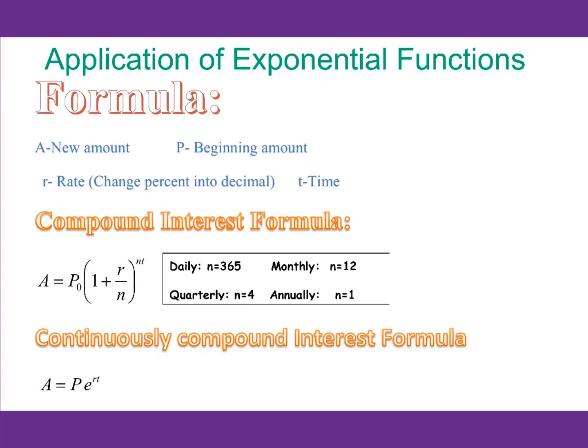Today's lesson is about application of exponential functions. Let's check some formulas we have to use for application of exponential functions. For the following formula, A stands for the new amount, B stands for beginning amount, R stands for the rate. You can change percent into decimal when you're working on the problem. T stands for the time.